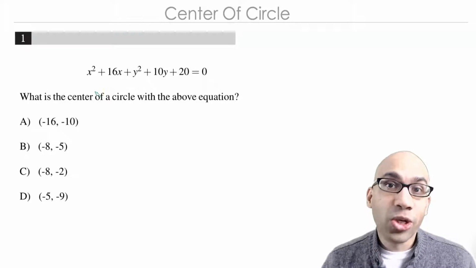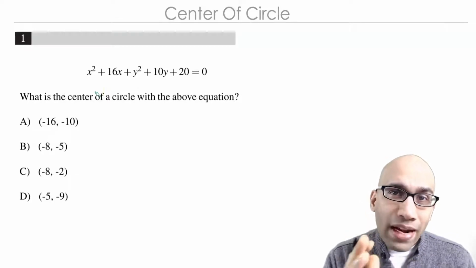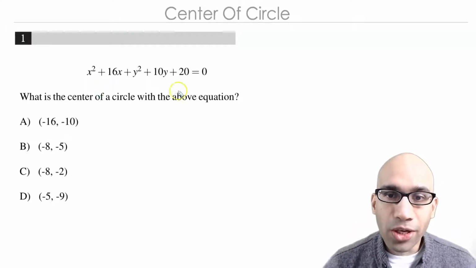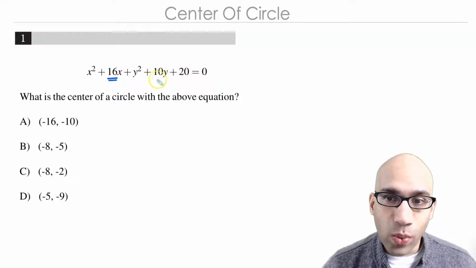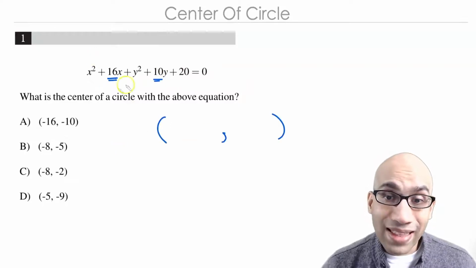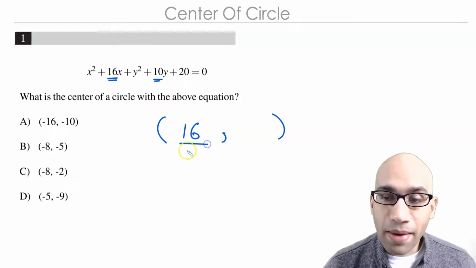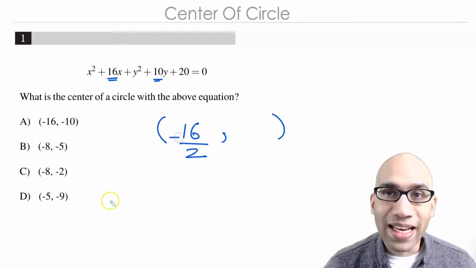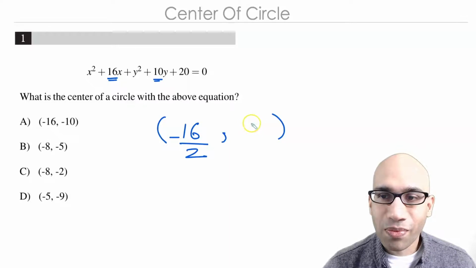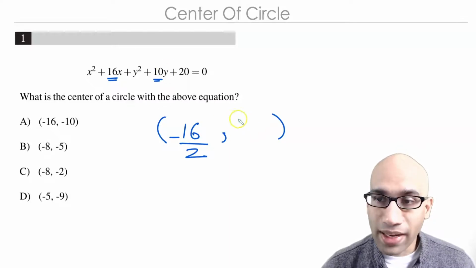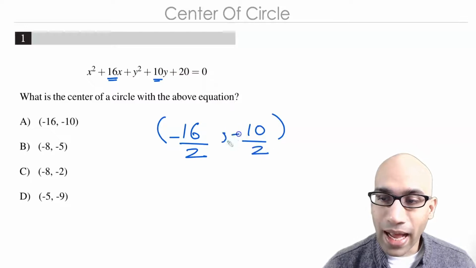So in this hack, you're going to take a look at the number right in front of the x variable. Here you've got 16, and the y variable as well. And here you've got this number 10. Then you're going to write this x coefficient right over here, which is 16. You're going to divide it by 2 and just add a negative sign. Similarly, you're going to take the y coefficient here, 10, divided by 2 and add a negative sign.